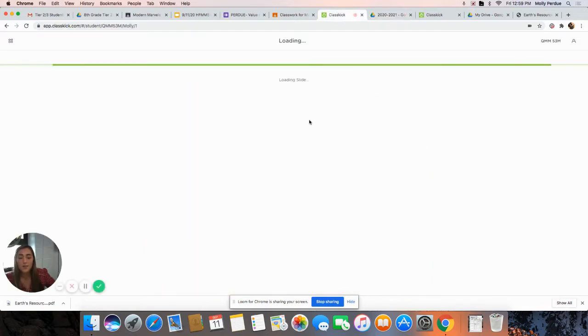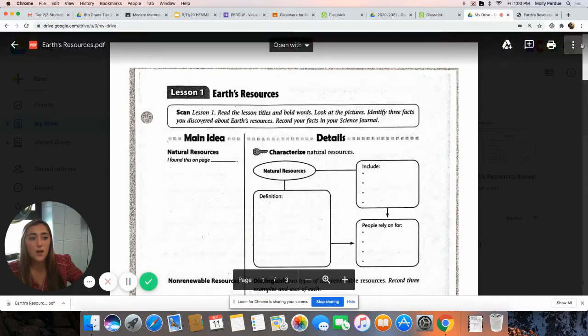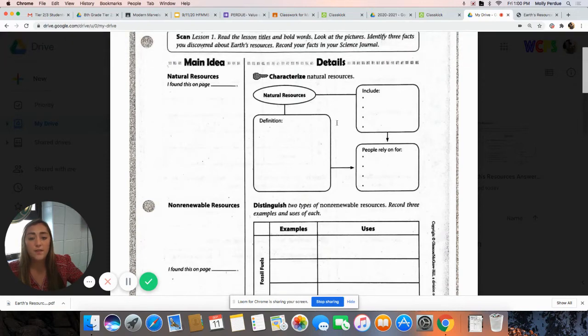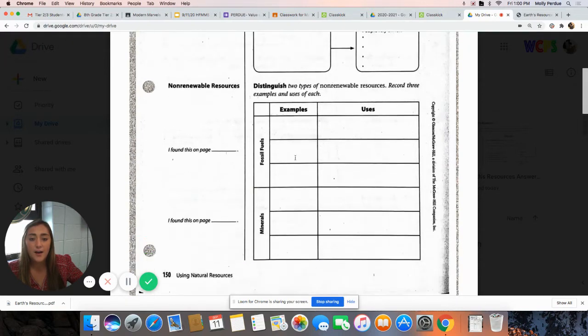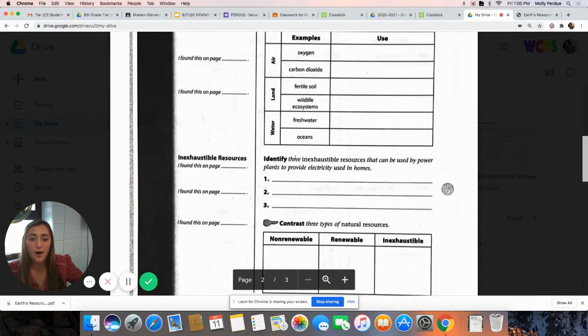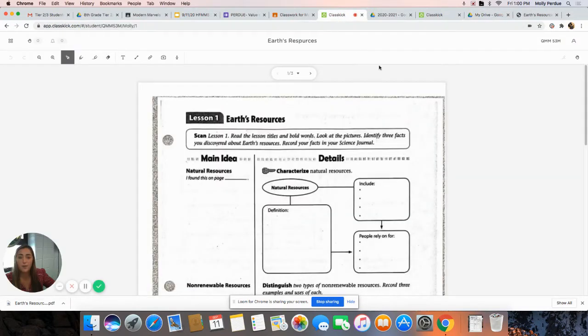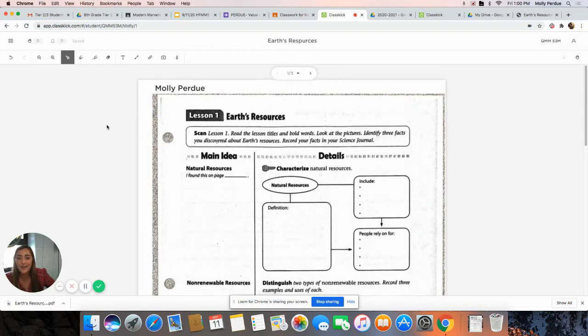And then ClassKick is taking a while to load. But what those worksheets are going to look like is this right here. So you're going to read the book and follow along with this worksheet and fill in these different boxes using ClassKick and the text box and the toolbar that they provide. So this is what it's going to look like. I'm going to come up here and I'm going to put my name, because we always want to have our name on our work. Otherwise, I won't be able to grade it.